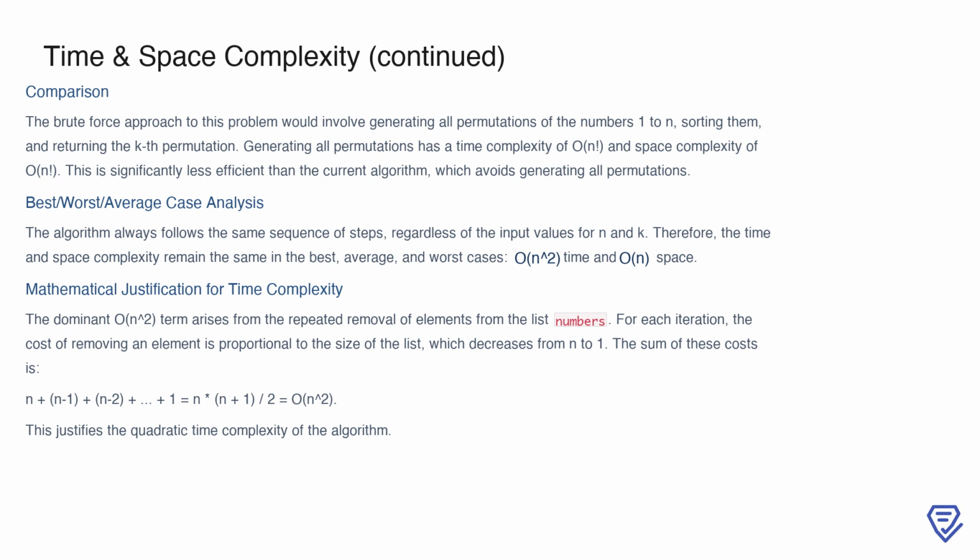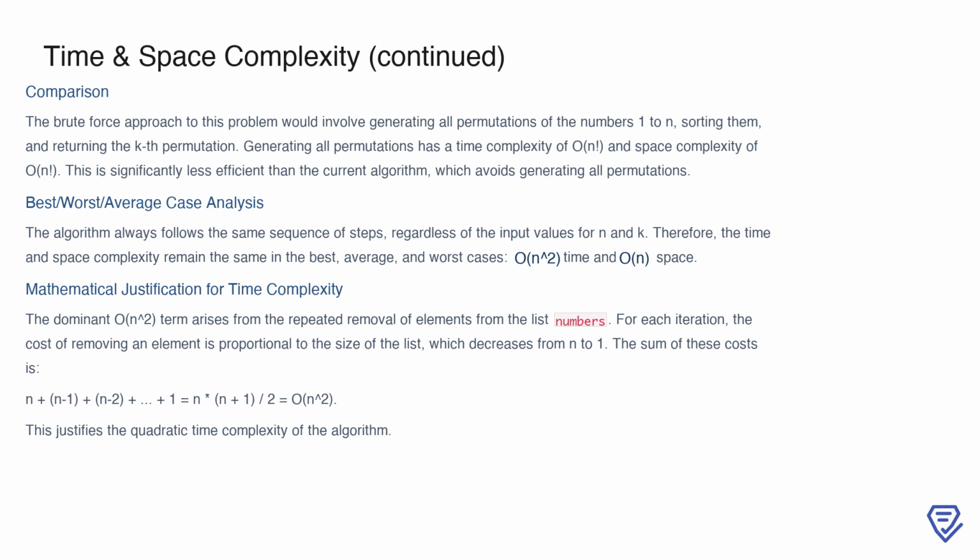If we compare this algorithm to the brute force method, the efficiency becomes very clear. A brute force approach would involve generating all permutations of the numbers 1 to n, sorting them, and then selecting the KTH permutation. Generating all permutations has a time complexity of O(n factorial), and requires O(n factorial) space to store them, making it significantly less efficient. In contrast, our algorithm avoids generating all permutations, which is why it performs so much better.